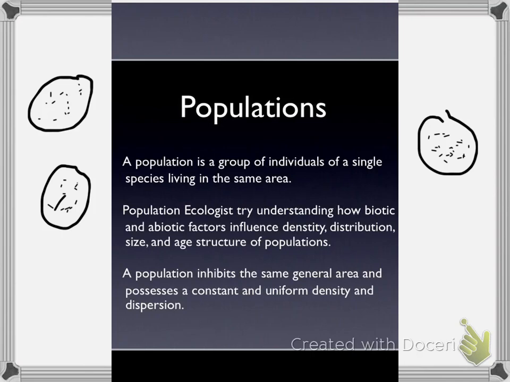And ecologists try understanding how biotic and abiotic factors influence density, distribution, size, and age structure of populations. Biotic being living factors, and abiotic being non-living factors. Water, rock, wind, sun, those would all be abiotic. And biotic factors are all living. And then a population inhabits the same general area, these little circles are the general area, and possesses a constant and uniform density and dispersion.